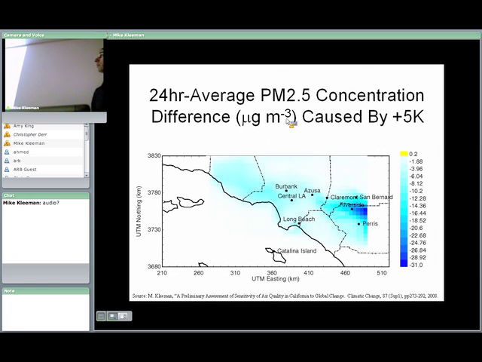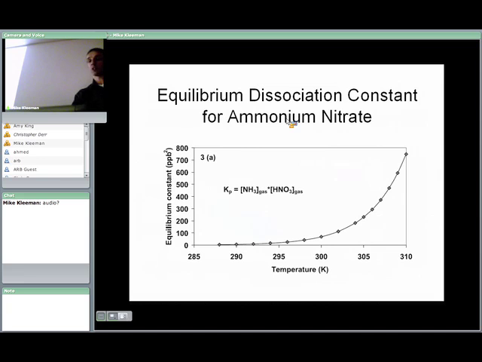And what I'm showing here is, again, a difference plot. So it's how much more or how much less PM 2.5 would you have on that day if temperature would have got warmer. And instead of seeing increases now, what we're seeing is decreases. You're seeing less airborne particulate matter in response to a warmer temperature.